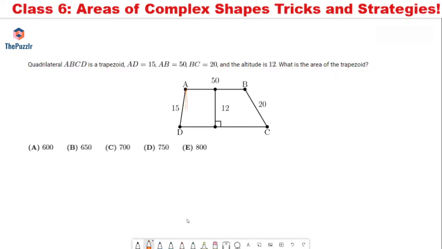Well, once again, I'm going to draw in a line. I just drew the altitude. That's 12. This is 12. I'm going to do the same on this side. This is a right angle again. This is 12.